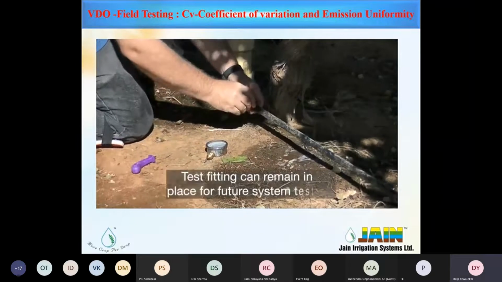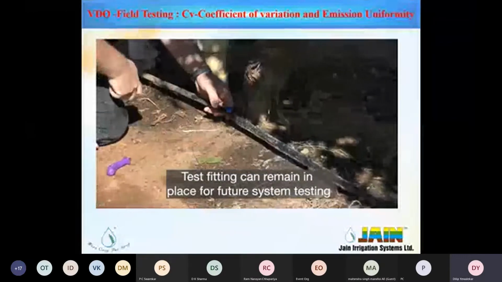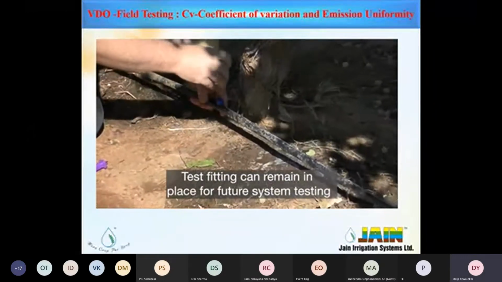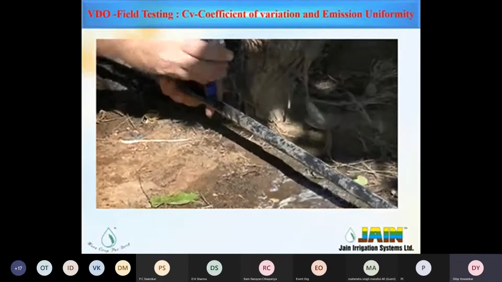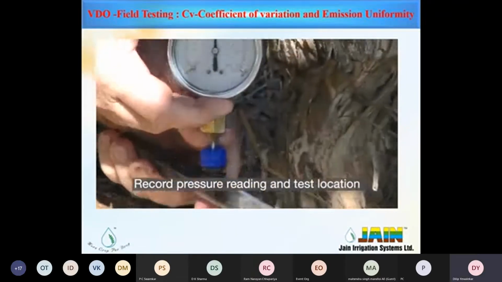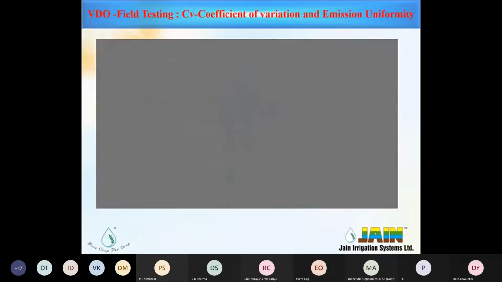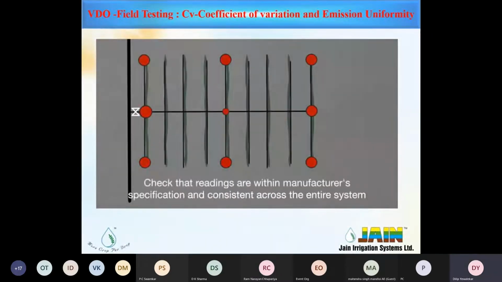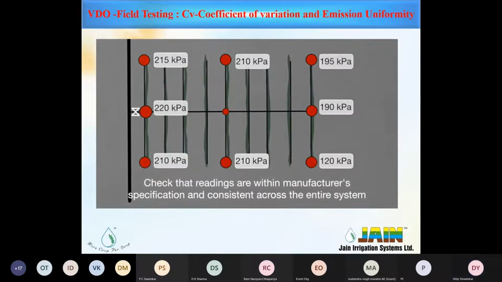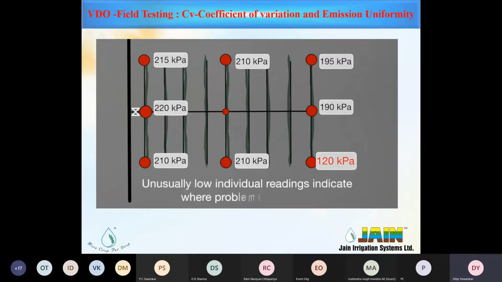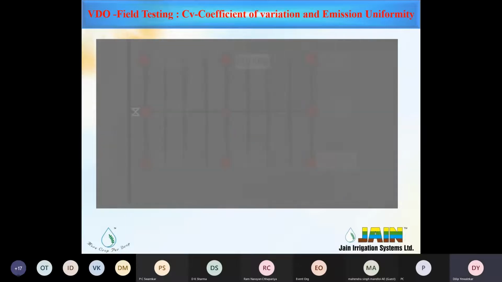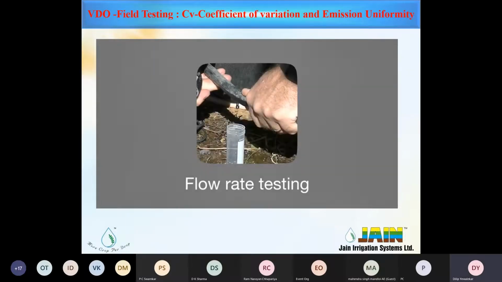Now this person is checking the pressure. He makes a small hole, and with the help of a pressure gauge, he tests how much pressure is there. Here the pressure is 30 psi, around 1.5 kg. He recorded the pressure around 215 and 200, so the pressure is about the same. Only at the last point the pressure is 120 kPa, kilopascal.